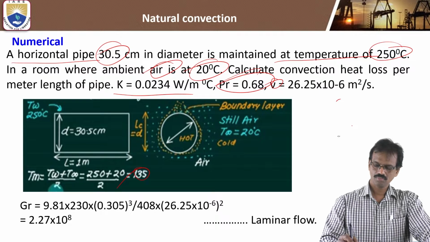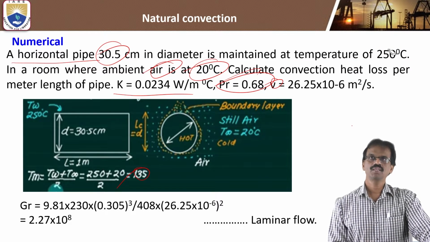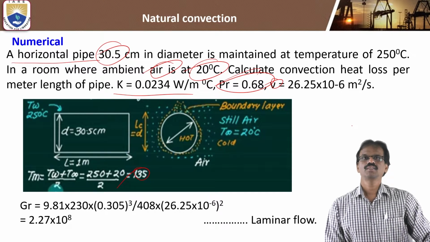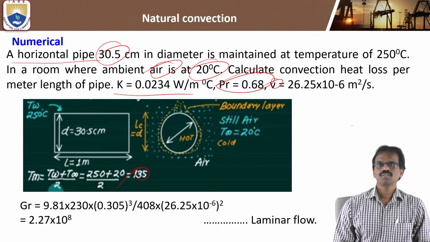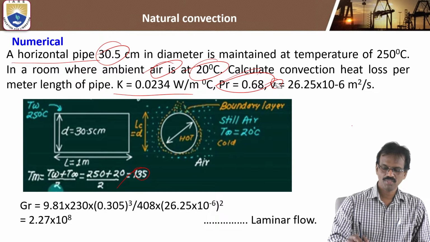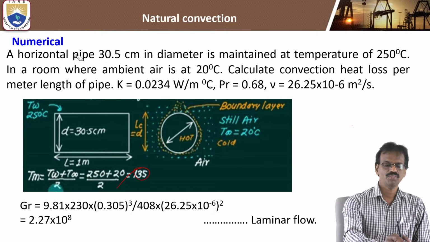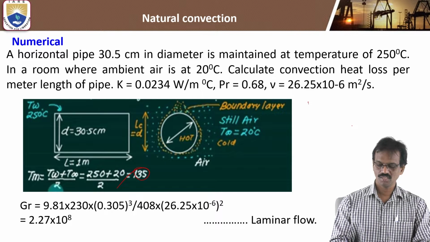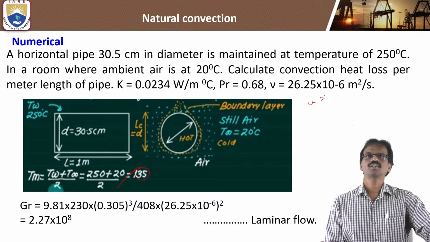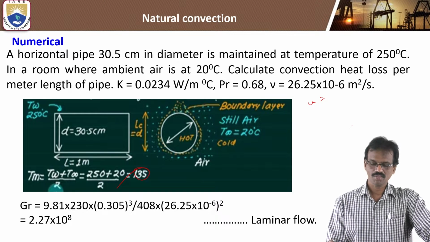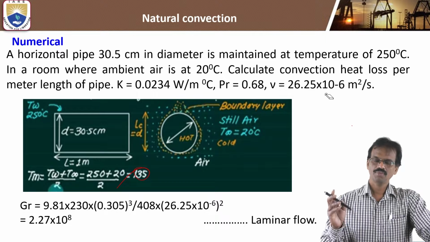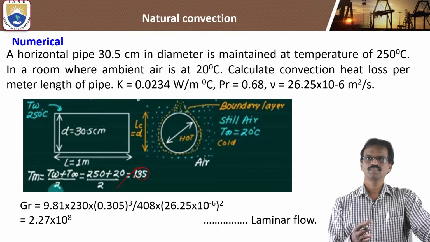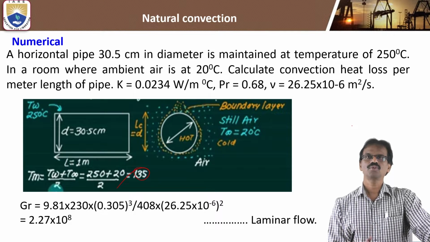These are the properties of air at 135 degrees Celsius, that is the T mean value. Then you have to identify which type of flow. Because velocity is not given, you can consider this as natural convection flow. Then we can find out whether it is laminar flow or turbulent flow.